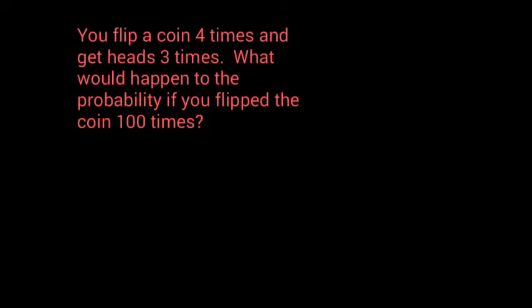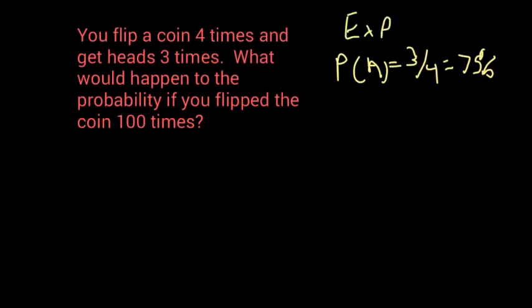Alright, so you flip a coin 4 times and you get heads 3 times. So the probability of heads, based on your experiment, would be 3 out of 4, which equals 75%. What would happen to the probability if you flipped the coin 100 times? This is experimental. Well, let's look at what the theoretical would be. In theoretical, the probability of heads would be 1 out of 2, which equals 50%.